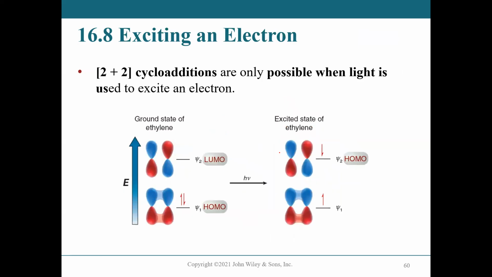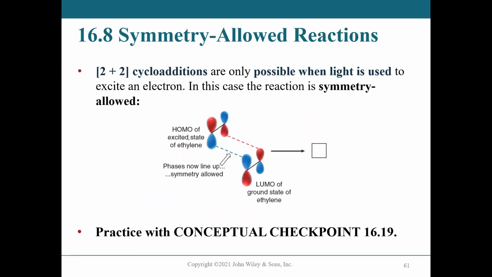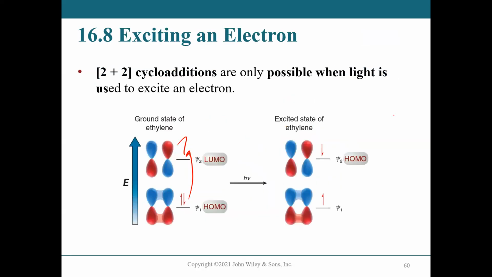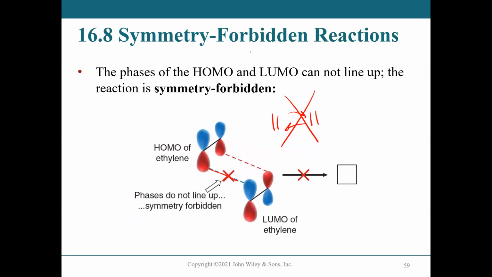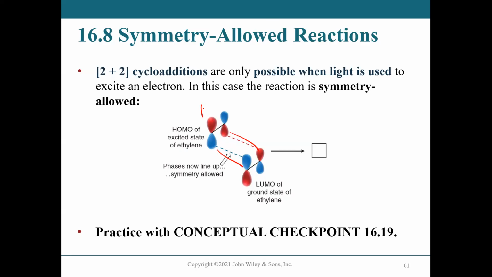It says cycloadditions are only possible when light is used to excite an electron. So you have to excite this electron here first. Once you excite that electron, now you can have the phases line up with each other, because the HOMO has changed. See, before, just look at the colors right here. You have red and blue, and here you have blue and blue. I'm just going to call it B and B, and this one is R and B. And these two phases now line up, so this reaction can proceed, but it had to take a little bit of energy for it to happen.